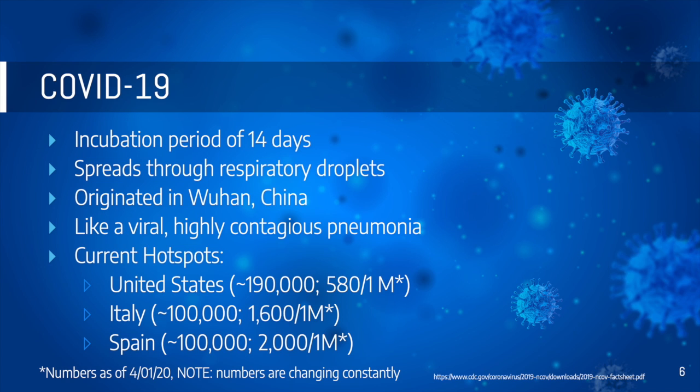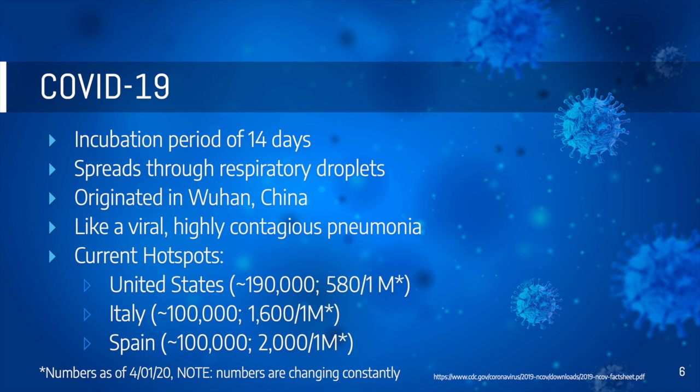The current hotspots in the world for the coronavirus are the United States, Italy, and Spain. The United States currently has 190,000 cases, Italy 100,000 cases, and Spain closely following, also in the 100,000 range. All of these numbers are as of April 1st.